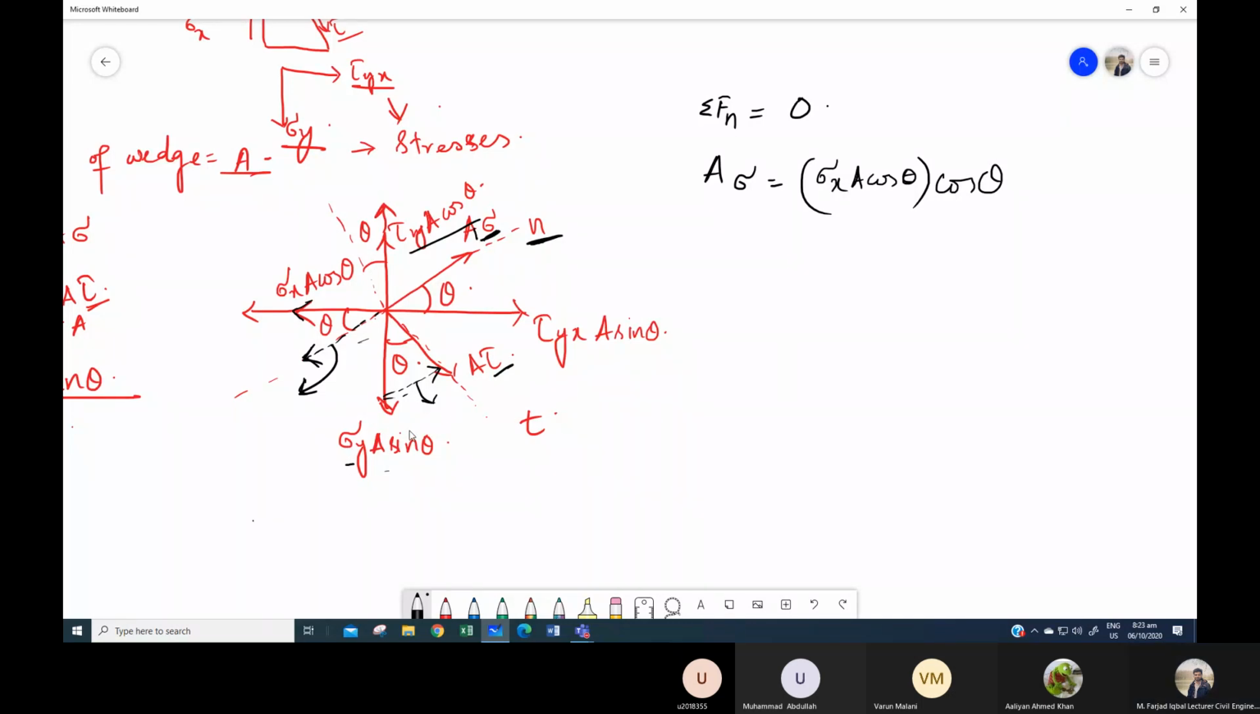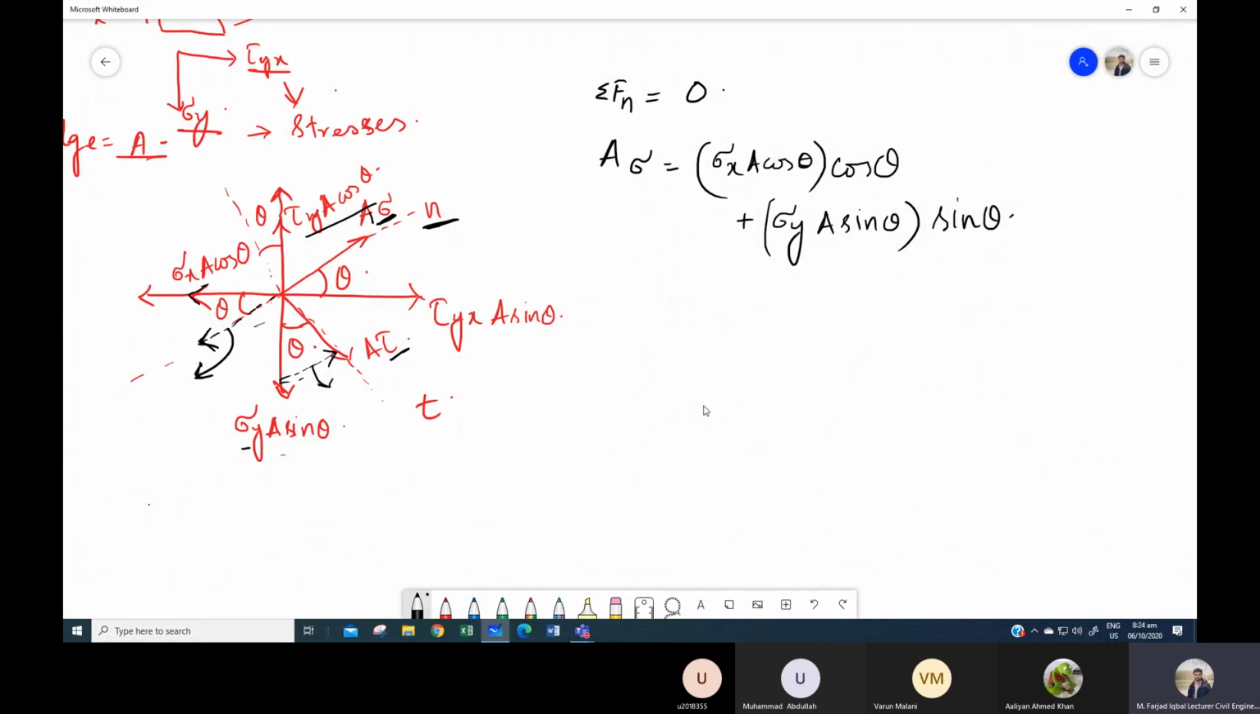Sigma y into sine theta. Yes. So similarly we will write the components of all these forces. Let's write the one for tau xy. Very simple. This one, what will be this component?